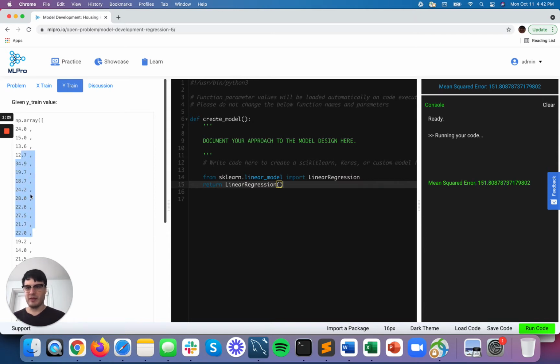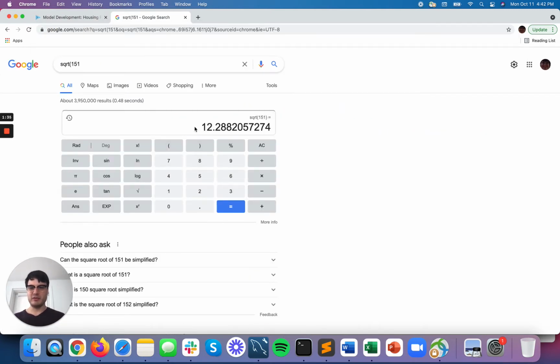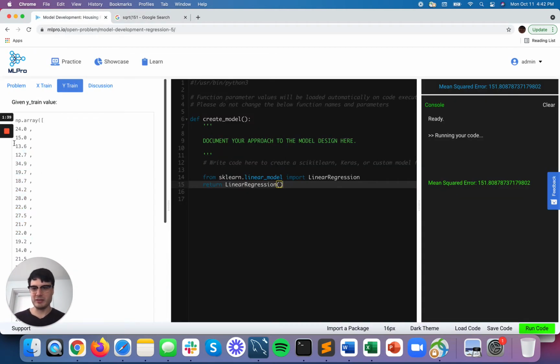given that these are the values of the houses we expect. So like the square root of 151 is about 12. So we tend to be off by about 12 point something. That's a large amount. Imagine this is supposed to be 15, but instead it predicted 27. That's a ways off. So how can we reduce this mean squared error?